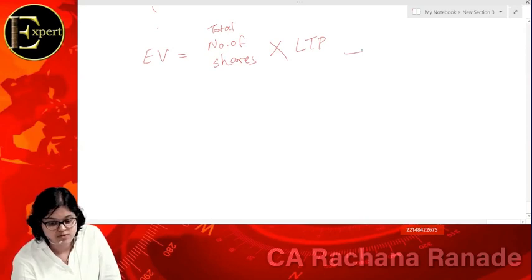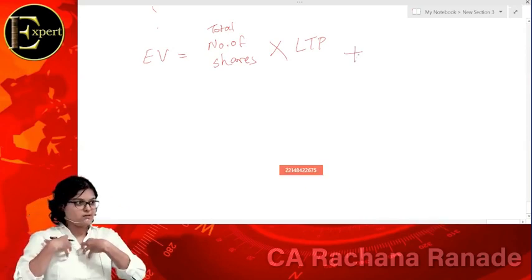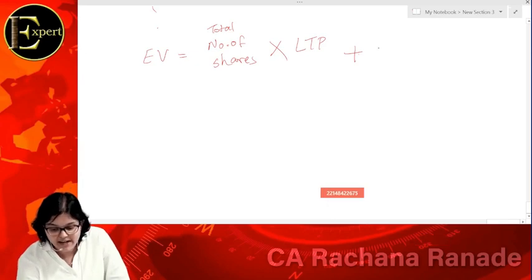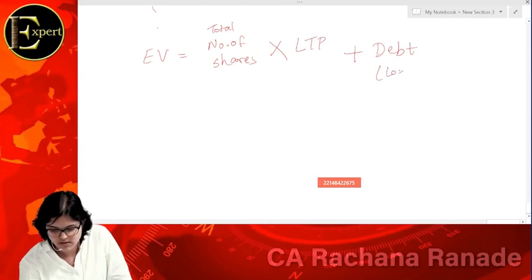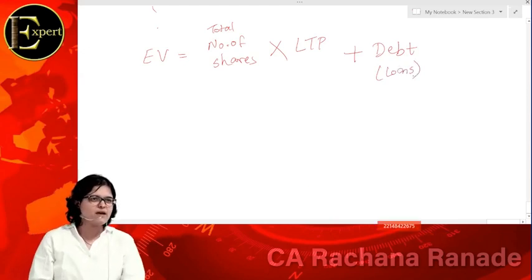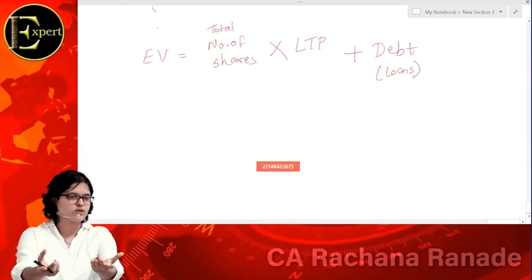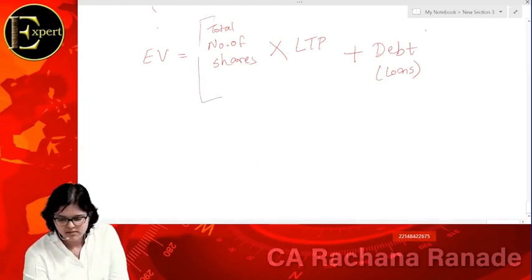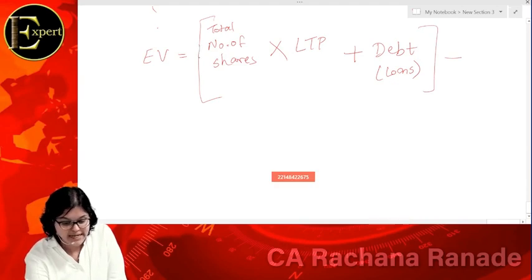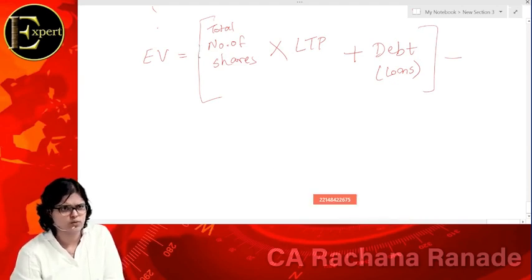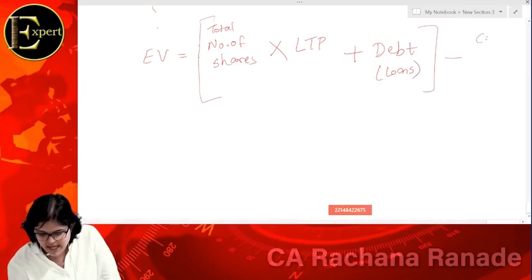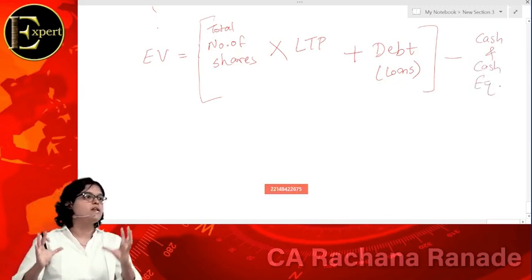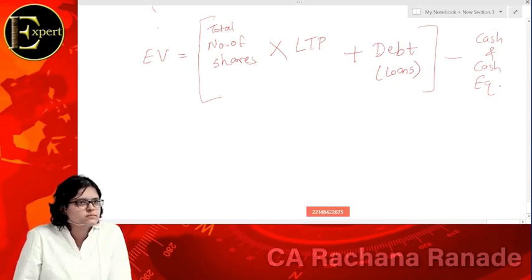Plus, because equity came to me, debt also came to me. Finally, debt is also what I get, the loans. So basically I'm paying for this whenever I'm buying. But what am I getting? I'm getting the cash and cash equivalents. So it's more about the money rather than the fixed assets part. So minus cash and cash equivalents. This is the enterprise value of the company. That's how it is calculated. This is just for your understanding.